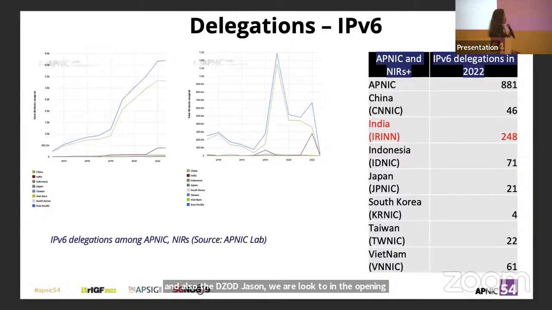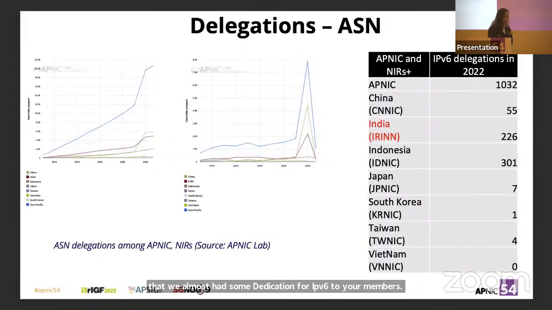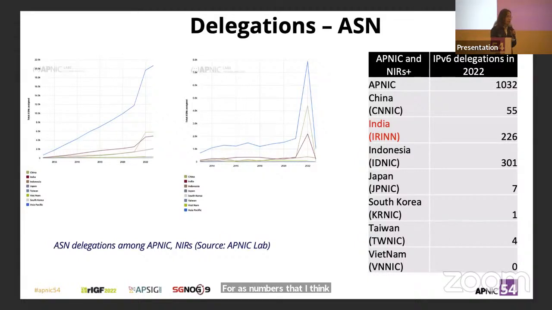For IPv6, we had the same remark for India. You have a good number of delegations to your members. And also after that, we almost had some IPv6 delegation to their members. For AS numbers, I think AS number delegation is a good point because AS numbers make it better when you deploy a network. In some delegations from APNIC to NIRs this year, India and Indonesia are two NIRs that had a good delegation from APNIC.